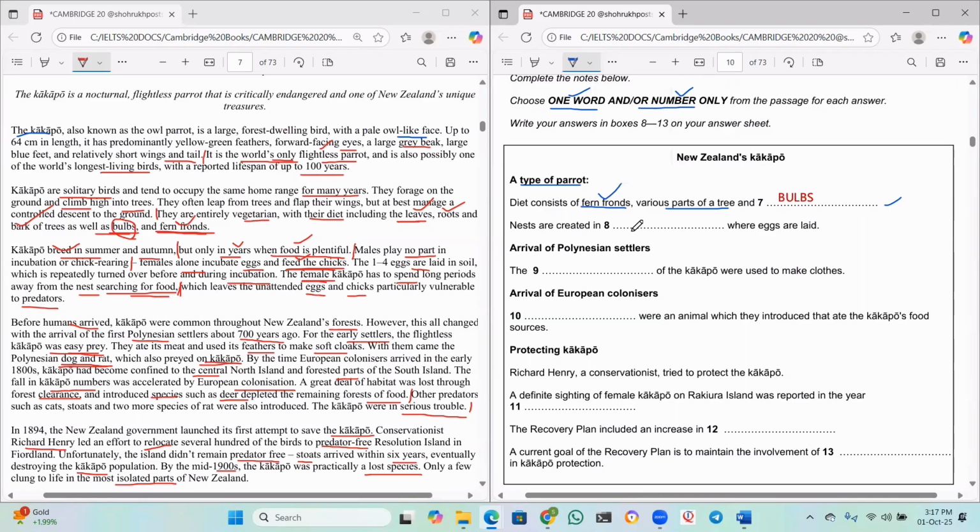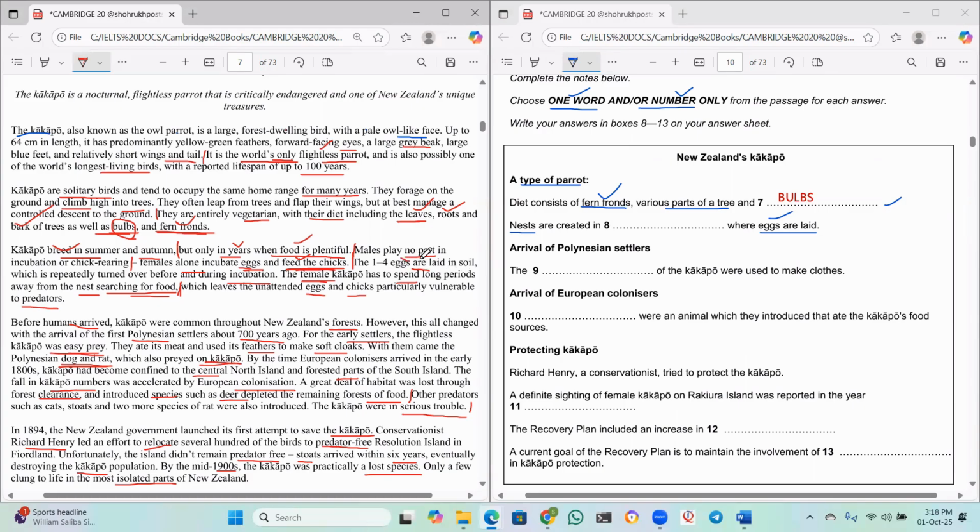So next. Nests are created in dash where eggs are laid. He's talking about something where eggs are laid. I think we have read it somewhere. Let us read the next paragraph. Kakapo breed in summer and autumn, but only in years when food is plentiful. Males play no part in the incubation or chick rearing. Females alone incubate eggs and feed the chicks. Okay, done. The eggs are laid in soil.